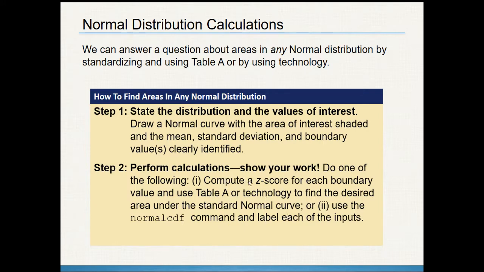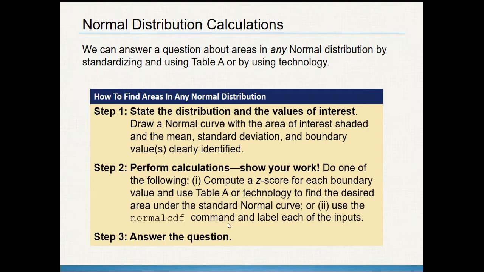You can either compute the z-score for each boundary value and use Table A or technology to find the desired area under the standard normal curve, or what you're probably going to do is use the normalcdf command and label each of the inputs. And then finally you answer the question. So first you state the distribution. You draw a normal curve with the area of interest shaded, the mean and the standard deviation, and the boundary value clearly identified.